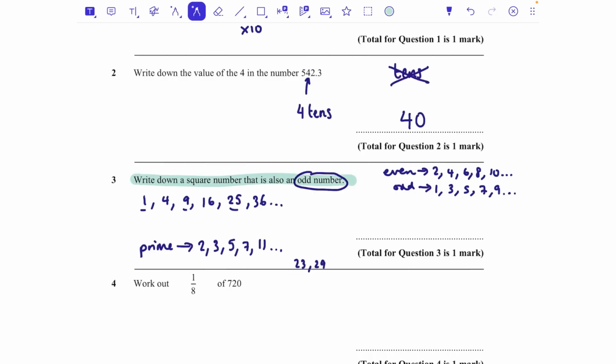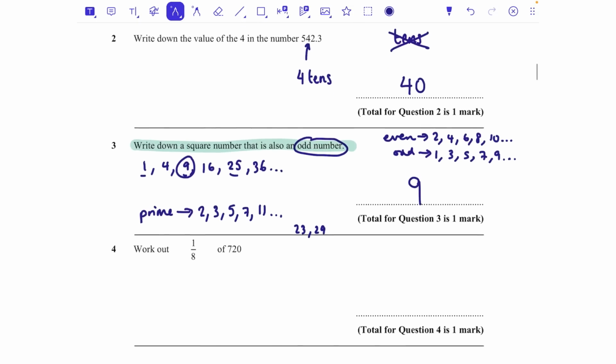Write down a square number that's also an odd number. I'm just going to go for 9. 9 is 3 times 3, so it's a square number, and it's also an odd number because it isn't in the 2 times table, but you could have had lots there.